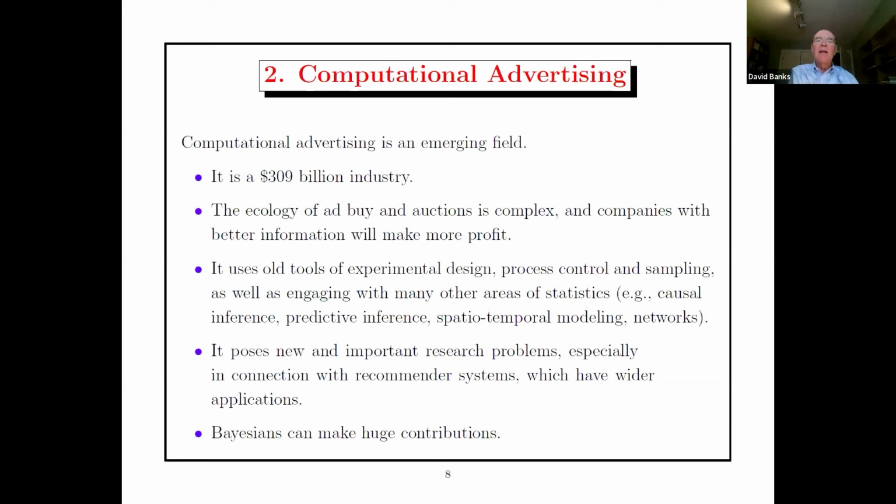So let's talk for a minute about computational advertising. It's an emerging field. It's a $309 billion industry. The ecology of ad buy and auctions is complicated, and companies with better information will make more profit. The field uses old tools of experimental design, process control, and sampling, as well as engaging with many new areas of statistics, such as causal inference, predictive inference, spatiotemporal modeling, networks, all sorts of cool new tools. Computational advertising is going to pose new and important research problems, especially in connection with recommender systems, which have wider applications, and Bayesians can make amazing contributions.